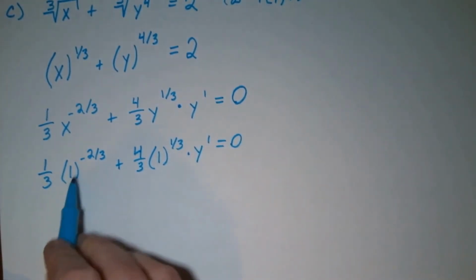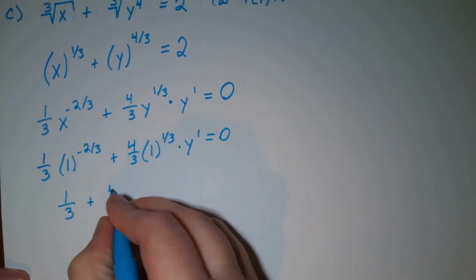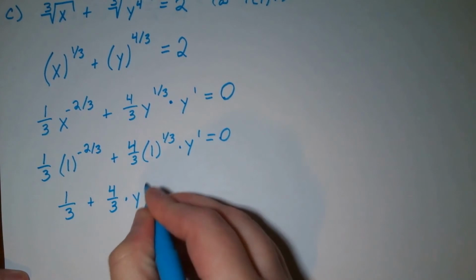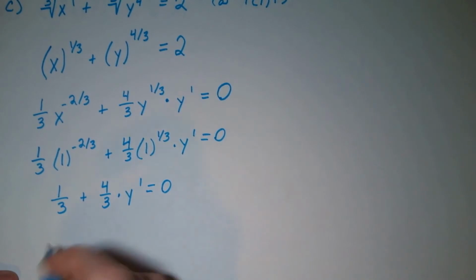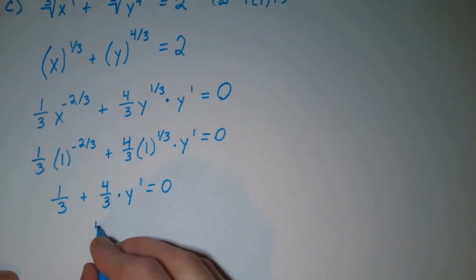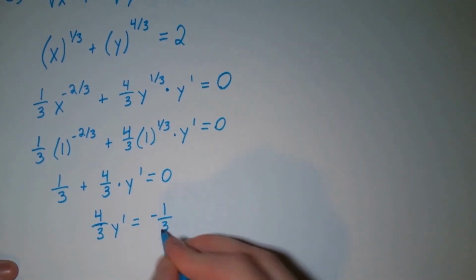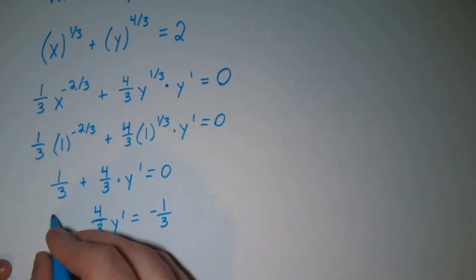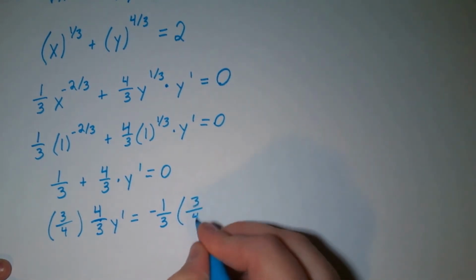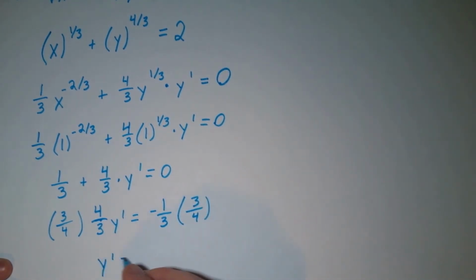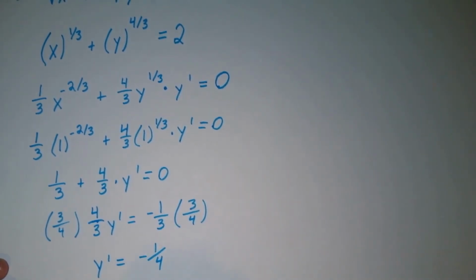So what I'm going to end up with, well, 1 to any power is just going to give me 1. So I'm going to end up with 1/3 plus 4/3 times y prime equals 0. Now I can solve for y prime, which will give me the slope of my tangent line. So subtract 1/3 from both sides, and we'll get 4/3 y prime equals negative 1/3. Want to get that y prime by itself, so we need to multiply both sides by 3/4. When we do that, we're going to get y prime equals negative 1/4. So that is going to be the slope of our tangent line.